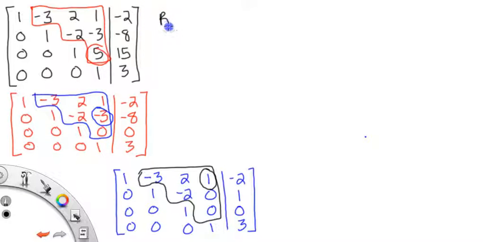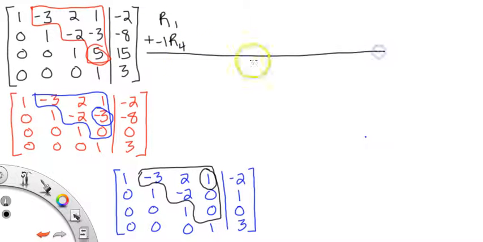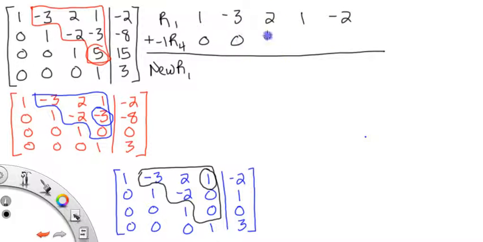So I will start with my row 1, and I will add that to, let's see, that's a positive 1, so I need this to be a negative 1. So I'm going to multiply row 4 by negative 1. And that will give me a new row 1. So my original row 1: 1, negative 3, 2, 1, and negative 2. And then negative 1 times row 4: 0, 0, 0, negative 1, and negative 3. Add straight down, that gives me 1, negative 3, 2, 0, and negative 5. And so now I will go ahead and rewrite my system.